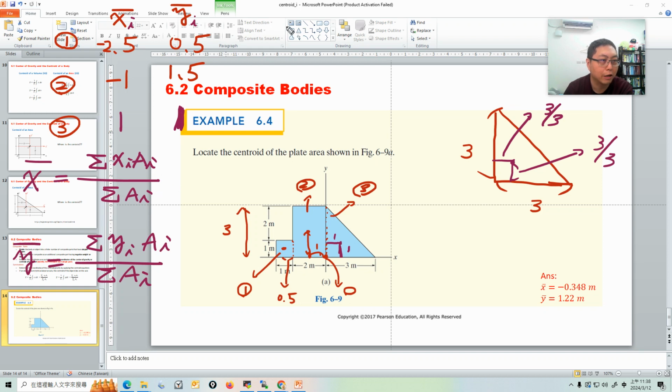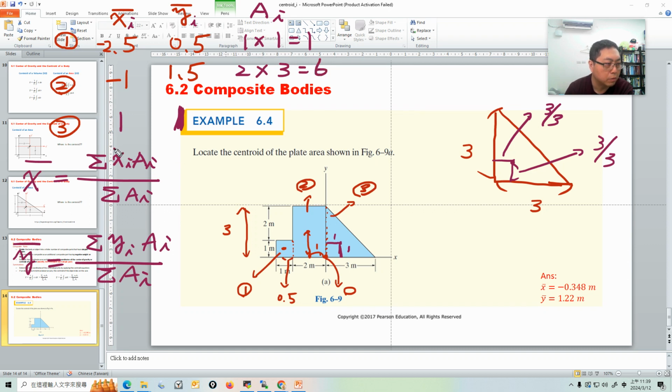Okay, so let's calculate x bar. We also need the area of each simple shape. So what's the area 1? It's 1 times 1, which is equal to 1. What about area 2? It's 2 times 3, which is equal to 6.